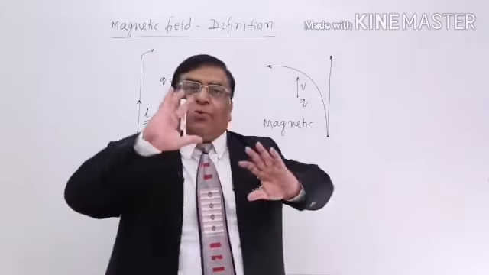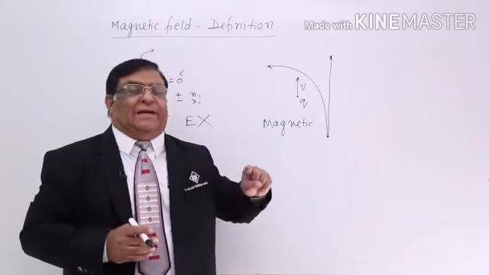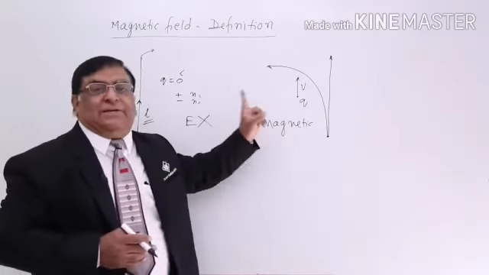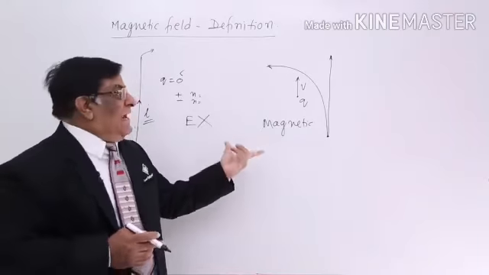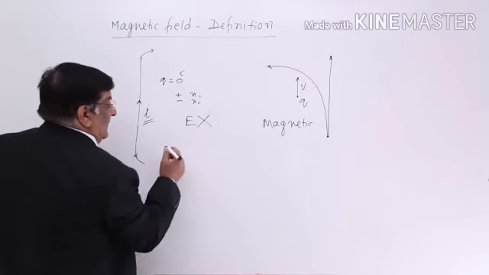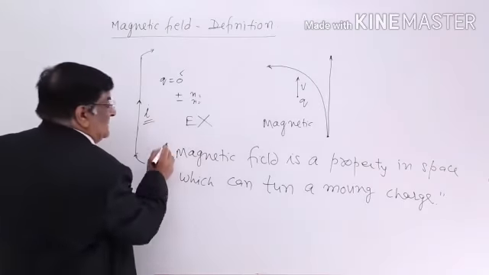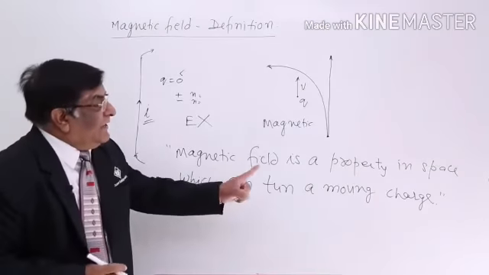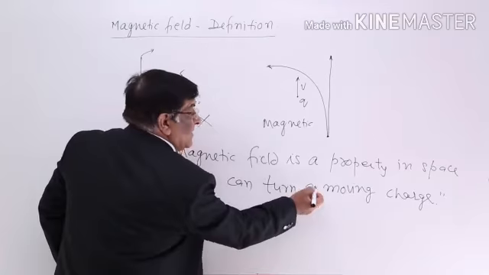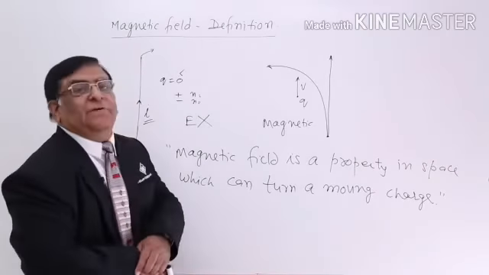That was the old definition, the field created by a magnet, because inside the magnet there is a current flow. Because of that current, this field is created. So we have to define it again, and this is the new definition we have made, and I will write it for you. Magnetic field, a very simple definition. Magnetic field is a property in space which can turn a moving charge. That's all. So this is the definition of magnetic field.